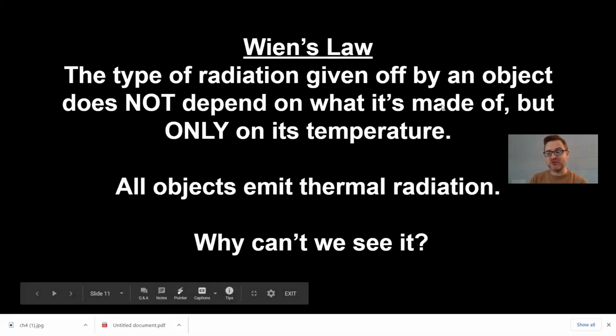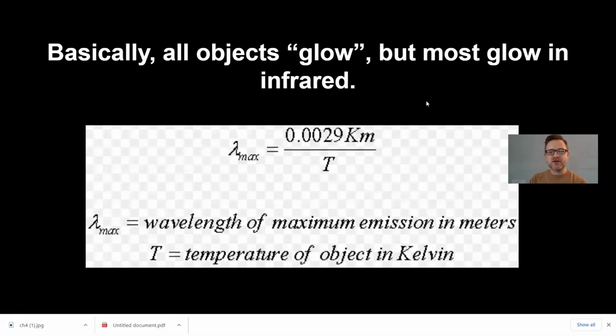Wien's Law is super important. You need to know Wien's Law word for word. Wien's Law has a formula. We're not going to do actual math. I'm not going to actually have you plug in numbers, but I do want you to memorize what the formula is so that you can understand how to use it. I heard this once described with this idea of all objects giving off thermal radiation: basically, all objects glow, or emit some kind of radiation. More often than not, it glows in infrared, which is our body heat, right? Which means obviously we cannot see it.